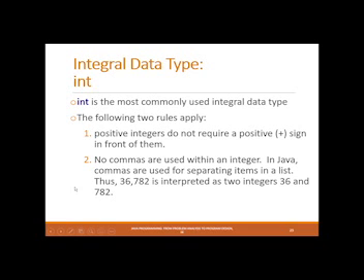Okay po? Number 2, no commas are used within an integer. In Java, commas are used for separating items in a list. Thus, itong number na to na 36,782 na may comma, hindi po siya maiintindihan as 36,782 ng Java. It will be interpreted as two integers, 36 and 782. Kasi parang dalawang number siya na pinag-separate lang with a comma or using a comma.